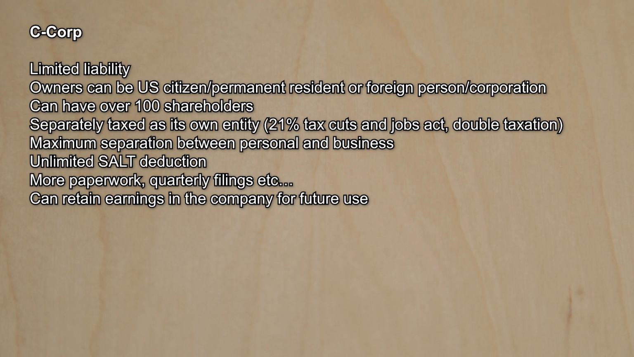You get unlimited SALT deductions, that's the state and local tax deduction, on whatever's paid through the company, okay? Obviously on your personal tax return, you don't, that's your personal stuff, but the company itself has an unlimited state and local tax deduction. And you can retain earnings in the company for future use, so they'll just be taxed at the corporate tax rate, and then you can leave them in your account, and your members will not have to pay tax at personal rates on those earnings unless they've actually been distributed as dividends. If they're just left in the company, you don't have to pay.